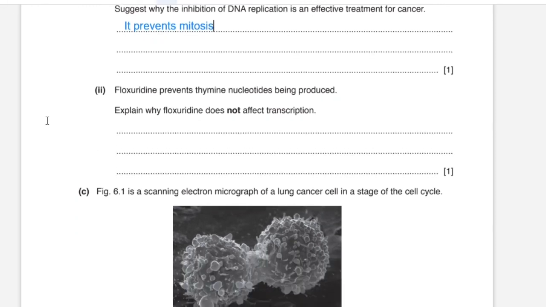2. Floxuridine prevents thymine nucleotides being produced, and explain why floxuridine does not affect transcription. That is because transcription only uses RNA nucleotides and thymine is not one. It is a DNA nucleotide. It uses uracil instead of thymine.